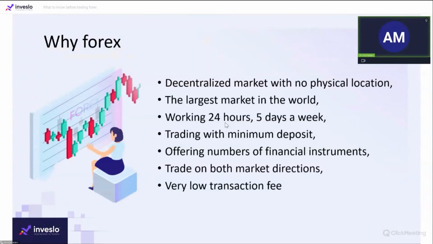For example, when you buy a car or sell a car, you have to get a lot of paperwork done. But in Forex, you are going to pay 1/1,000 on, for example, each dollar that you trade. For example, if you trade $100,000, you would need to pay less than $10 as a transaction fee. And you see, this is another advantage of the Forex market that makes it very attractive for many traders around the world.